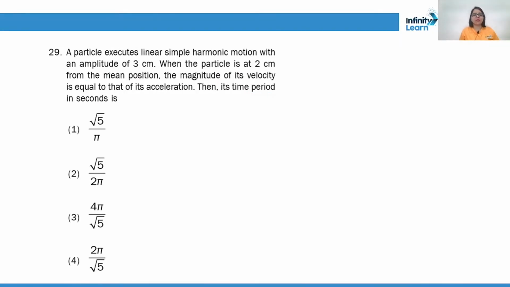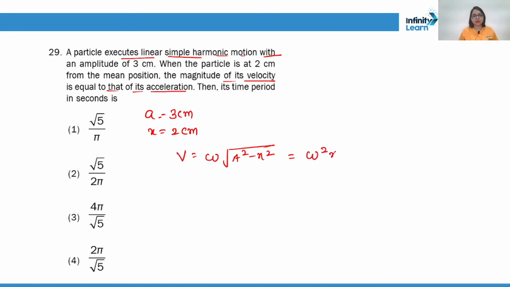Question number 29. A particle executes linear simple harmonic motion with an amplitude of 3 centimeter. When the particle is at 2 centimeter from the mean position, the magnitude of its velocity is equal to that of its acceleration. Then its time period in seconds is. So basically, at any position x, magnitude of velocity is given as v equals omega into root of a square minus x square, and in this case acceleration is given as omega square x.